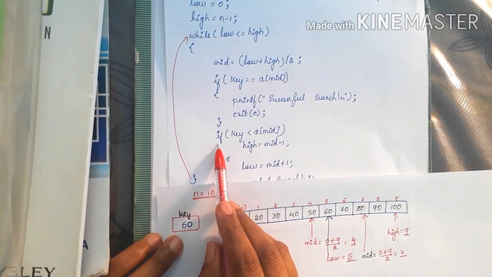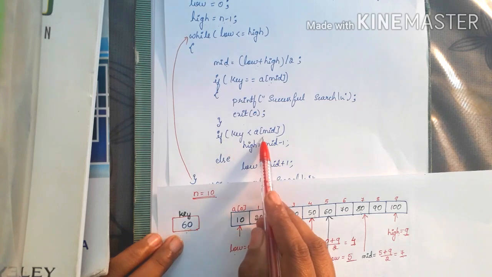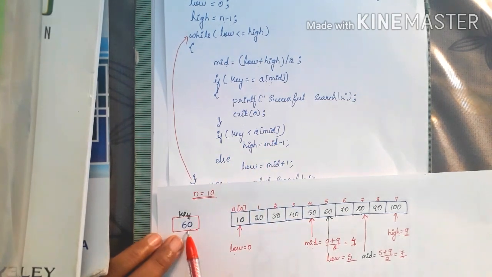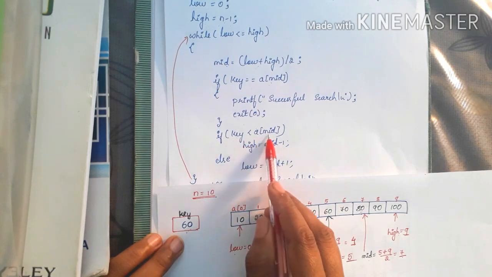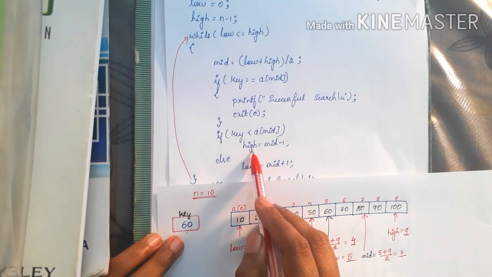Next, if condition: is key less than a of mid? Key value is 60. Is 60 less than a of mid, that means a of 7? A of 7 is 80. Is 60 less than 80? Yes. If this condition is true, control enters the if part.